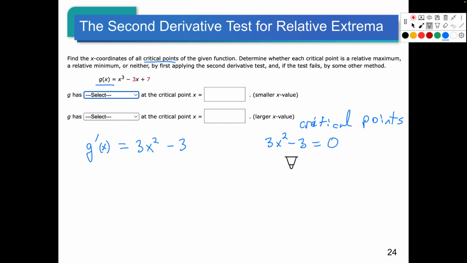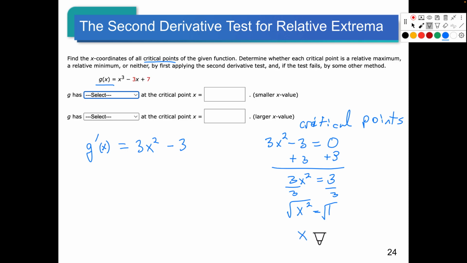Okay, a couple different ways you could do quadratics. You could try the quadratic formula. We could also add 3 to both sides since there's only an x squared, and then we can end up taking a square root. So 3x squared equals 3, right? And then we could divide both sides by 3. So we get x squared equals 1. So then we can take the square root of both sides.